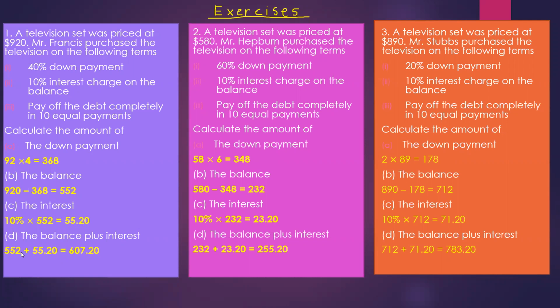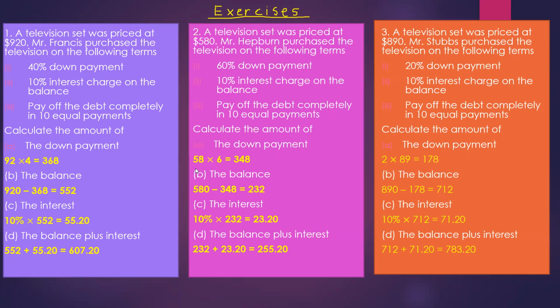And D says the balance plus interest, which is pretty straightforward. You add the balance, which if you go back to B is 552, plus the interest. If you go down to C, the interest is $55.20. When you add those, you get $607.20. Very good. Excellent. Thank you, Lanaya.